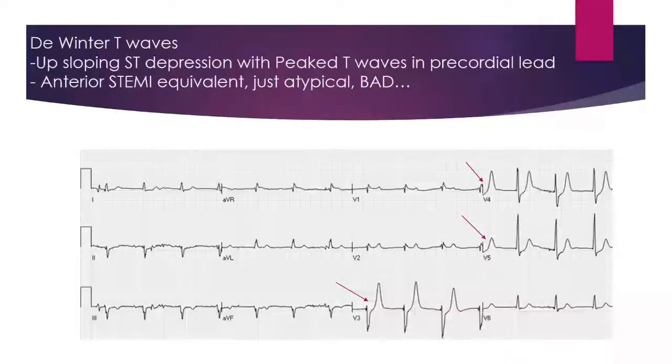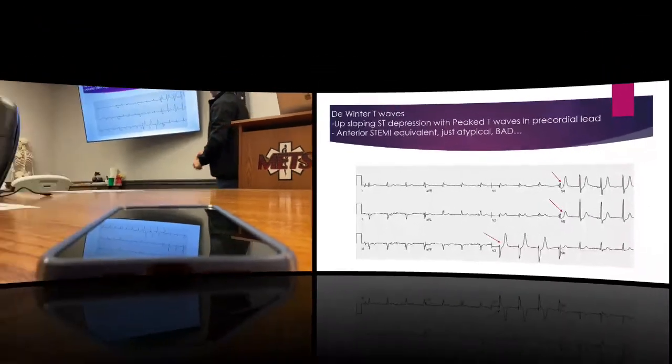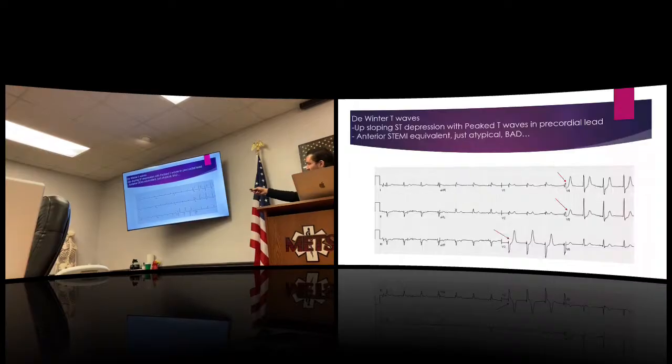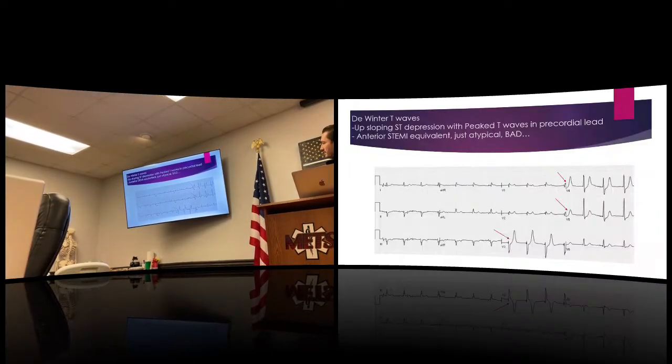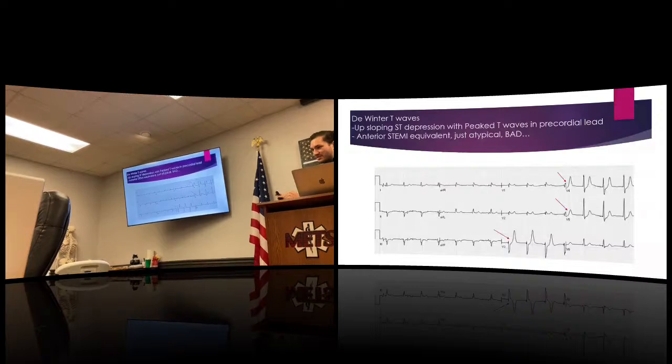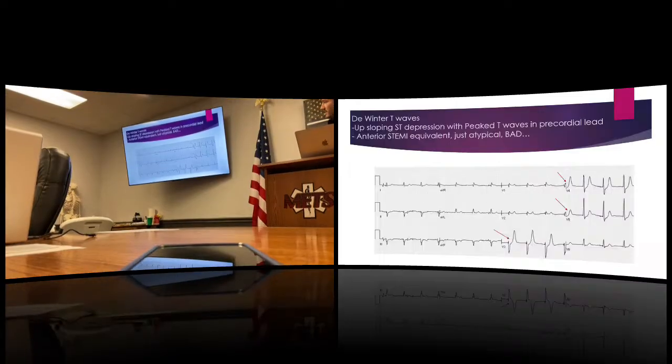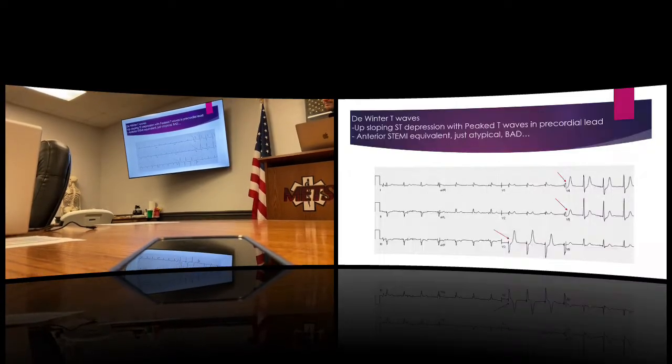So this would be De Winter T waves. So peaked T waves in the precordial leads, it is that upsloping. This is one of those times where the upsloping is actually bad. Having them in V3, V4, and V5 is indicative of an anterior STEMI, but it doesn't present on the EKG like quite a STEMI. Kind of a weird thing, but again, an atypical EKG finding.